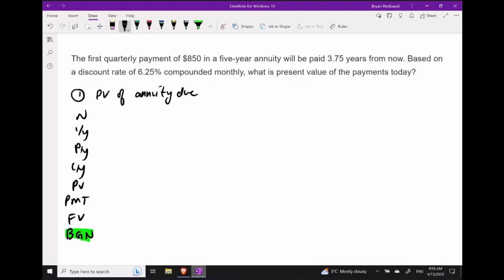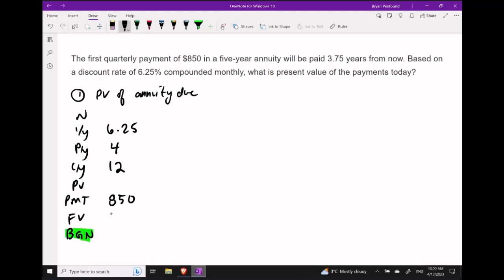We're going to deal with the annuity part first. Here, the $850 payment is going to happen at the beginning of the payment period in 3.75 years. Otherwise, this 3.75 would be longer if it was an ordinary annuity. Let's take our interest rate of 6.25% compounded monthly. The payments are quarterly, so let's take PY to be 4.